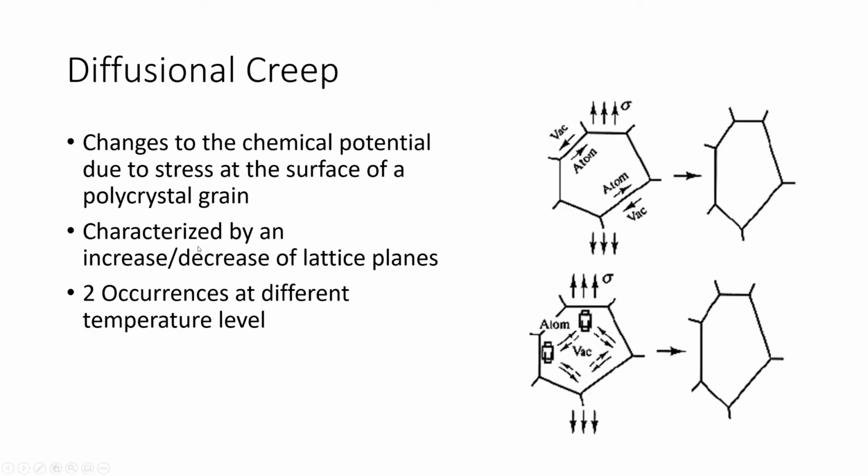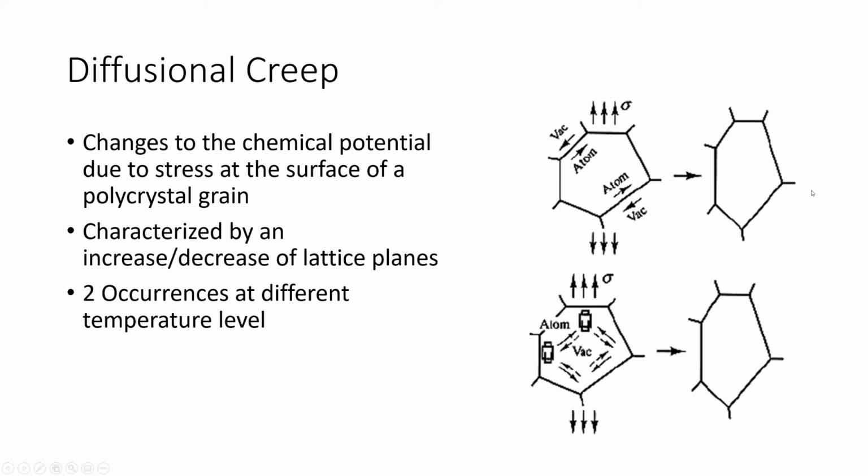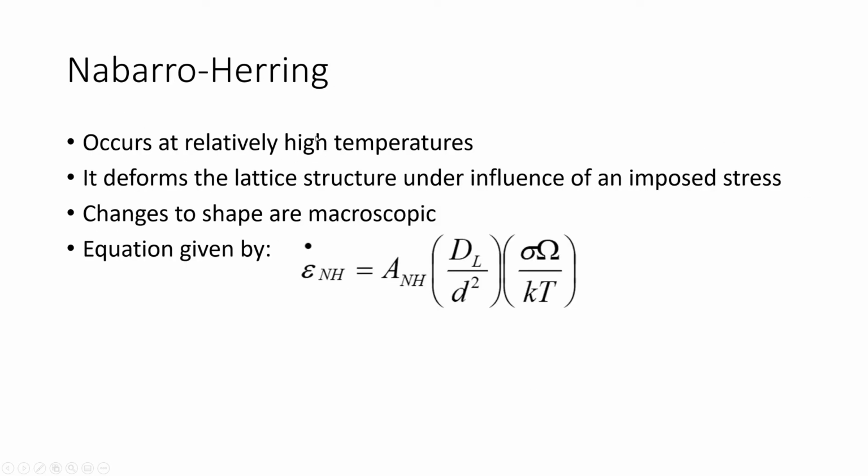Diffusional creep, by definition, is a change to the chemical potential due to stress at the surface of a polycrystal grain. It is characterized by the increase or decrease of lattice planes. So we have two occurrences, as said before, Nabarro-Herring and Coble, at different temperature levels, shown here. Nabarro-Herring occurs at relatively high temperatures. It deforms your lattice structure under the influence of an imposed stress. The changes to the shape are macroscopic, and this is the equation.